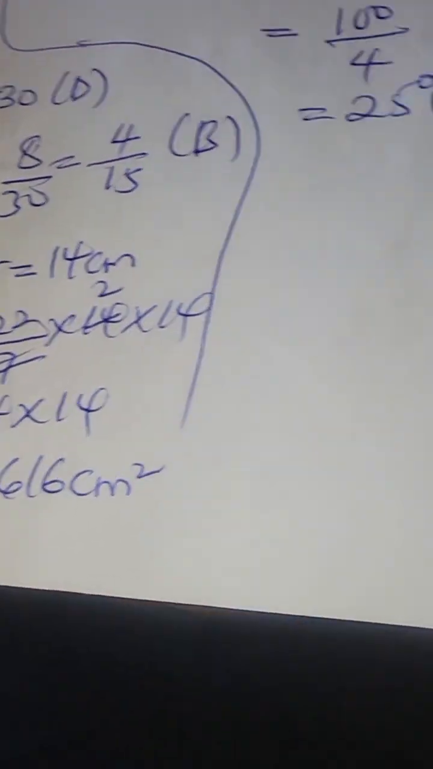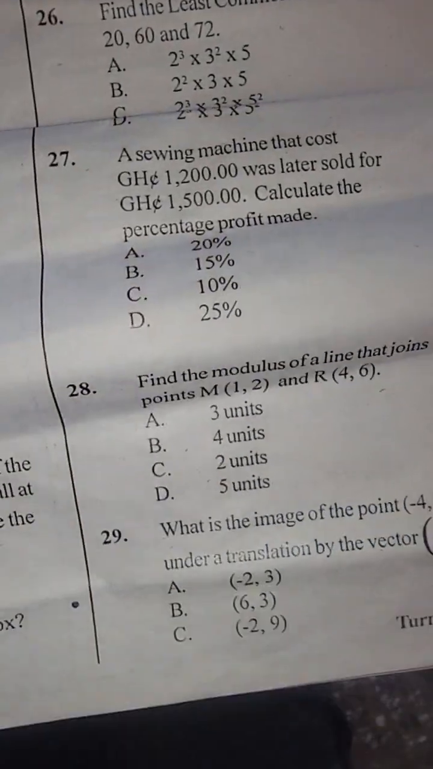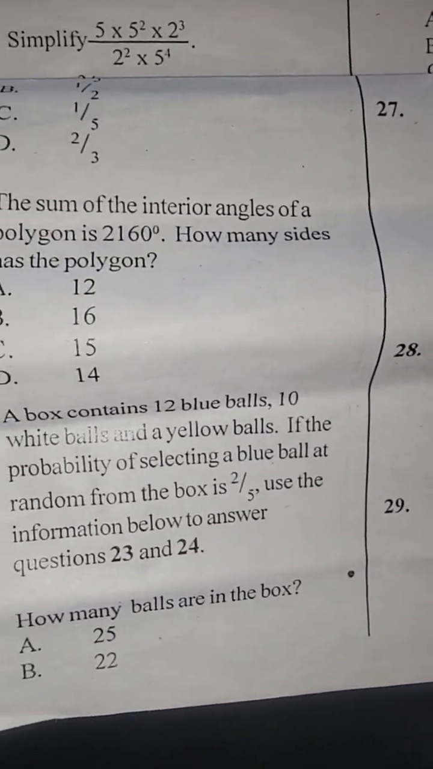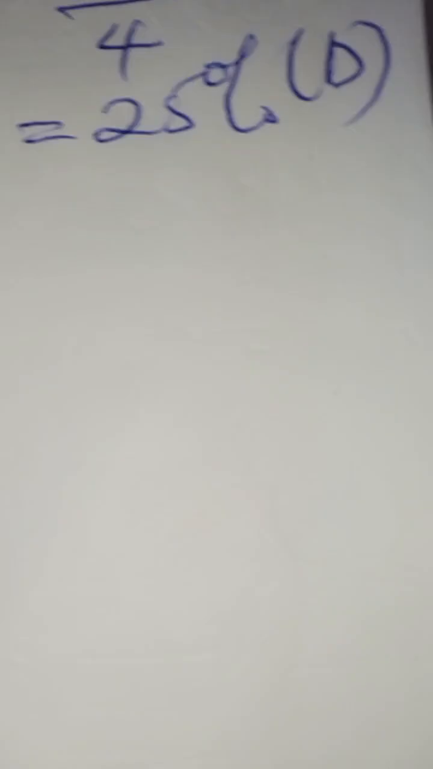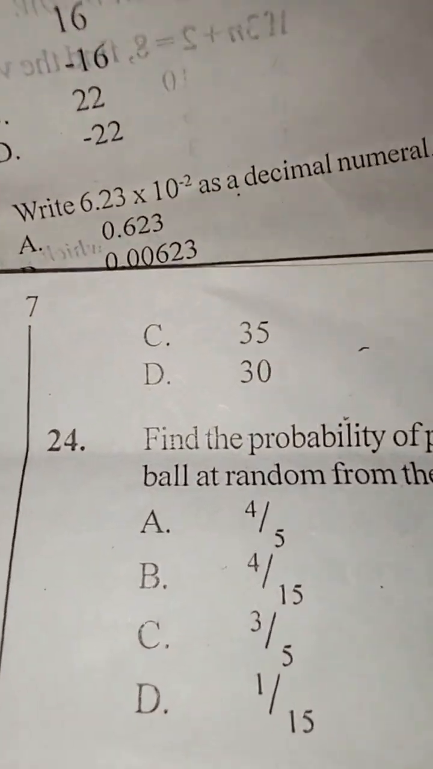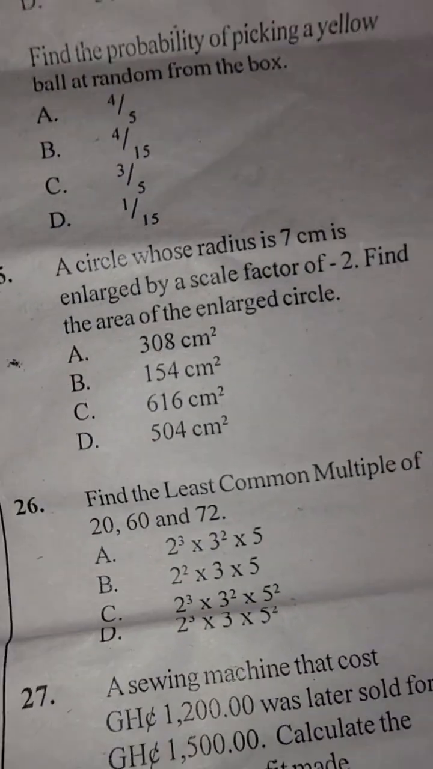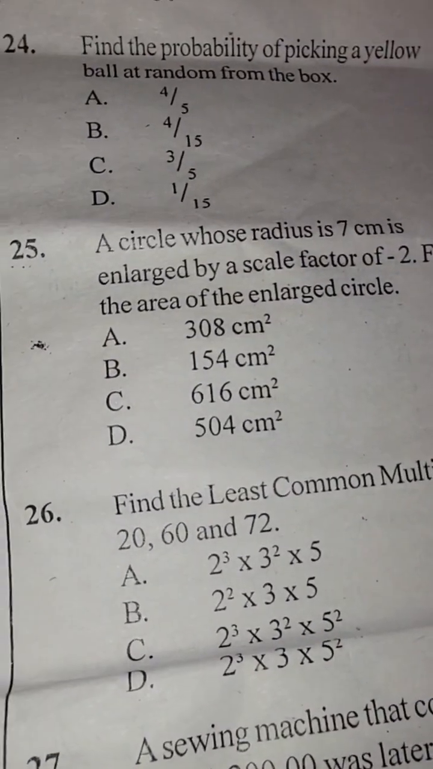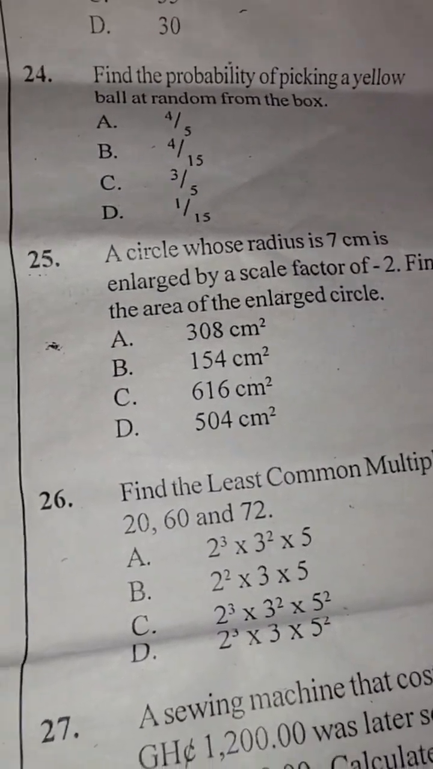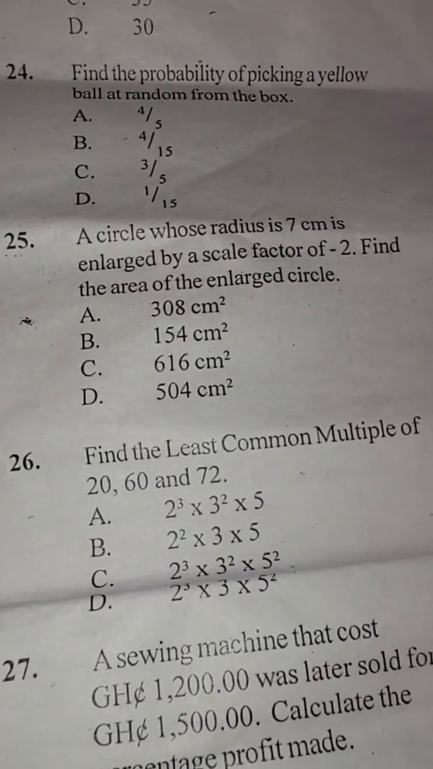That's question 25. And that means there are 8 yellow balls. But then you are asked to find the total. So 22 plus 8, that's 30. So the balls in the bag total 30. Find the probability of selecting a yellow ball. Yellow balls are 8 out of 30. 2 there 4, 2 there 15. And that's 4 out of 15 for question 24.